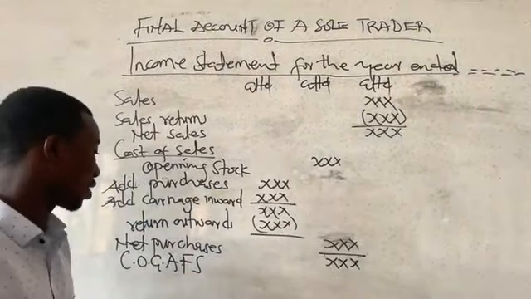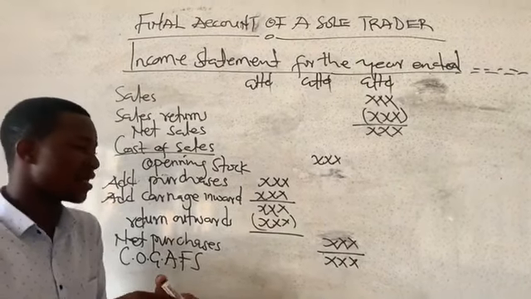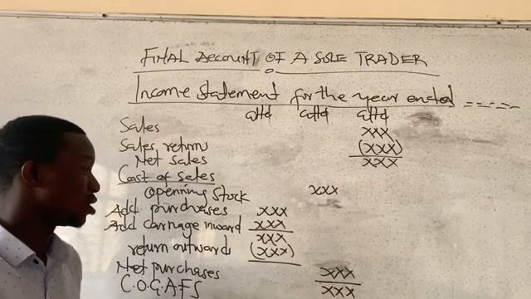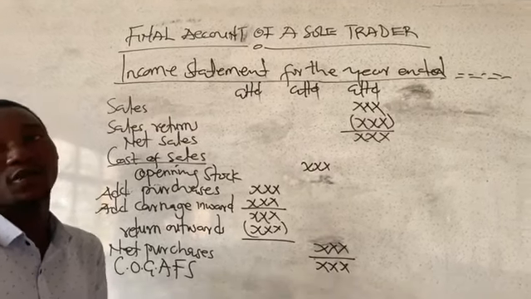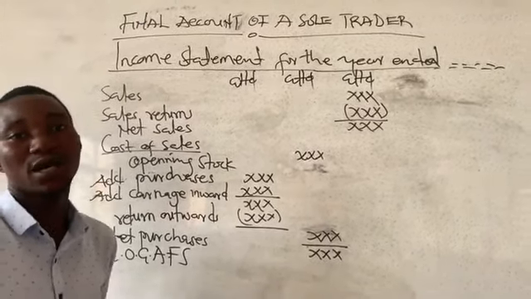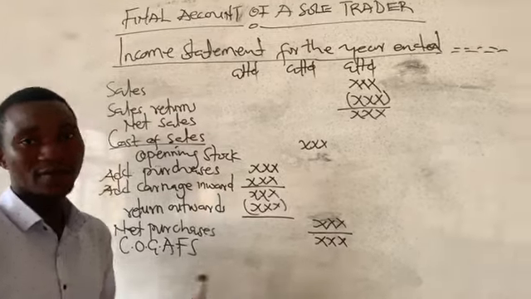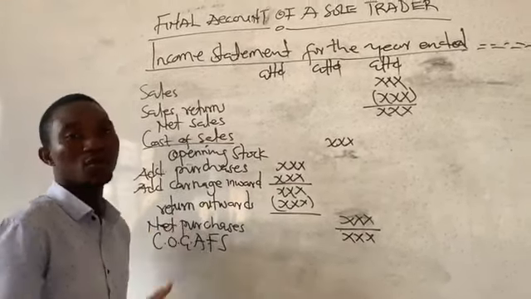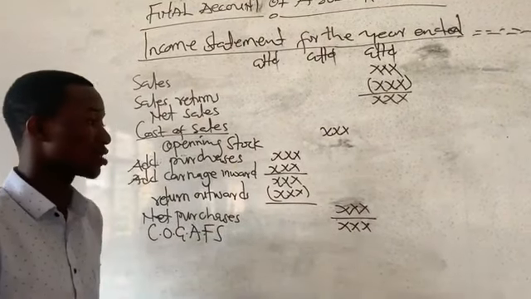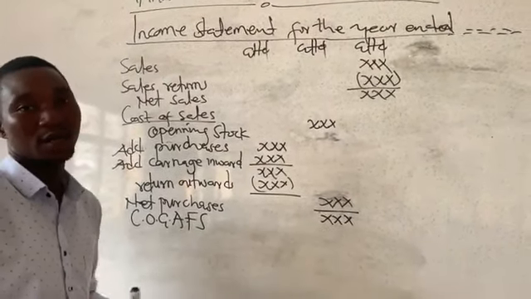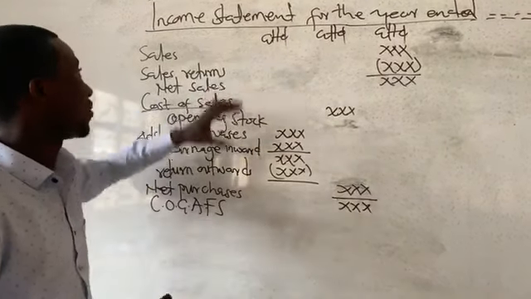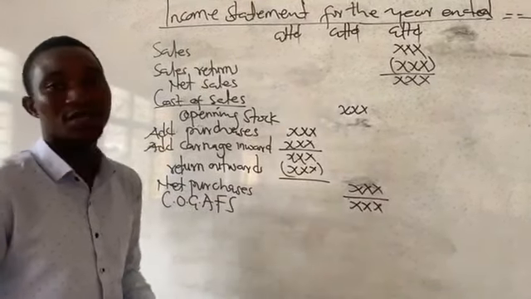So this cost of goods available for sale comprises the opening stock and net purchases. But we want to ascertain the cost of sales and match it against the net sales. Sometimes you may be in the business and at the end of the financial year, some of the products will be left. That leftover product, we call it the closing stock or the closing inventory. So we need to take the closing stock from the cost of goods available for sale in order to ascertain our cost of sales.